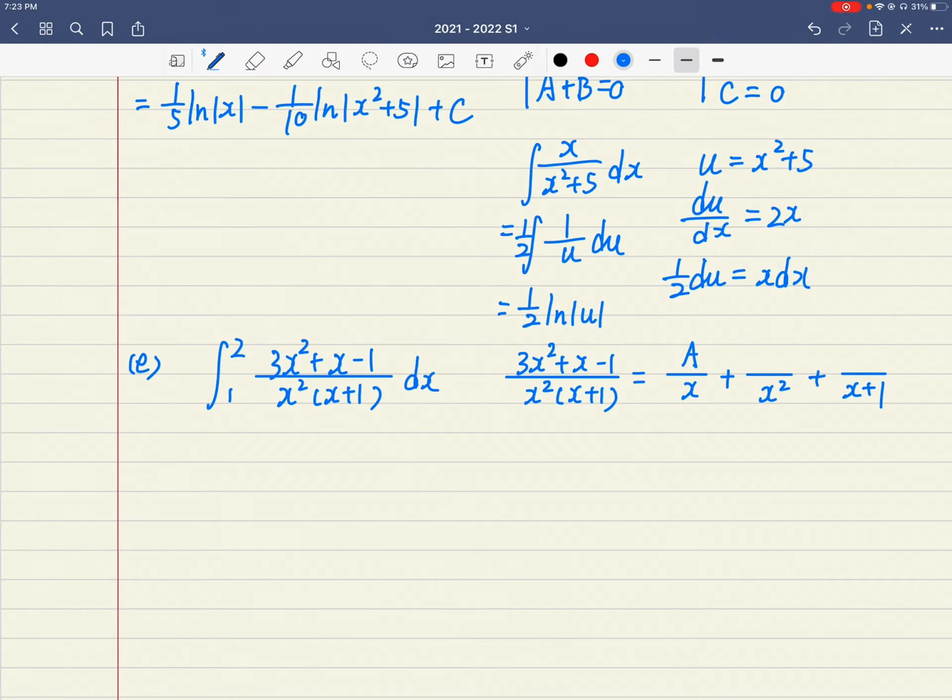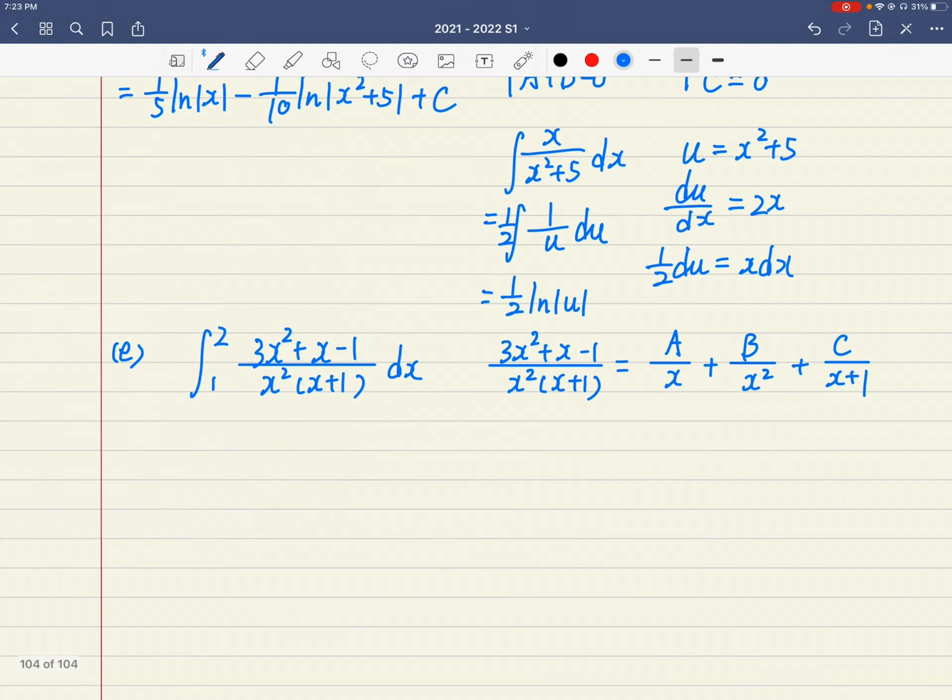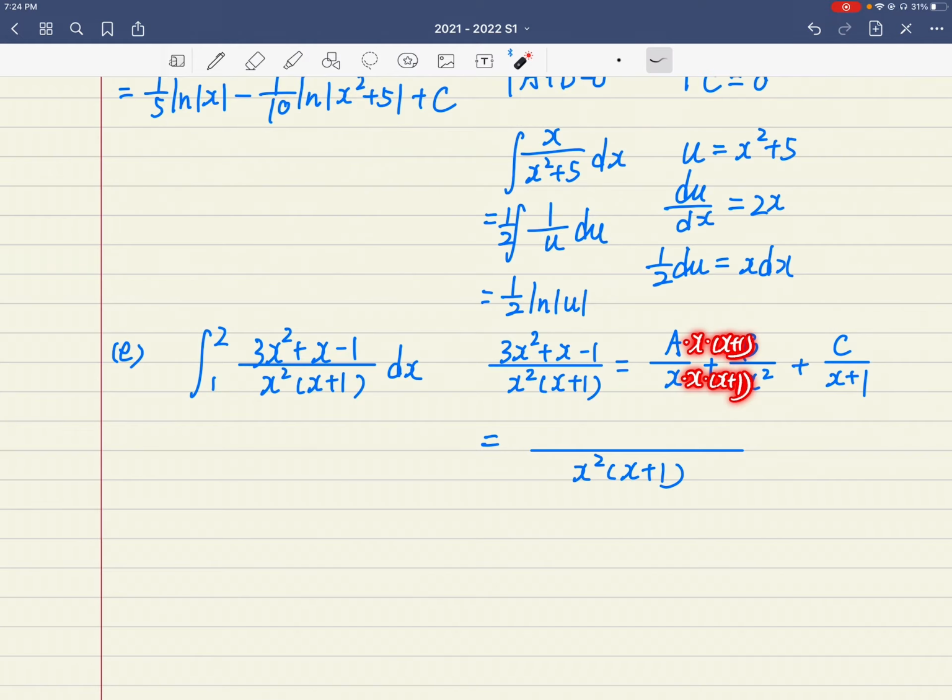And for x squared, because here it is still from x, we still just get a number b. And then for x plus 1, we have a number c. Okay. Then it is x squared times x plus 1. So for this part, it needs to times x plus 1.